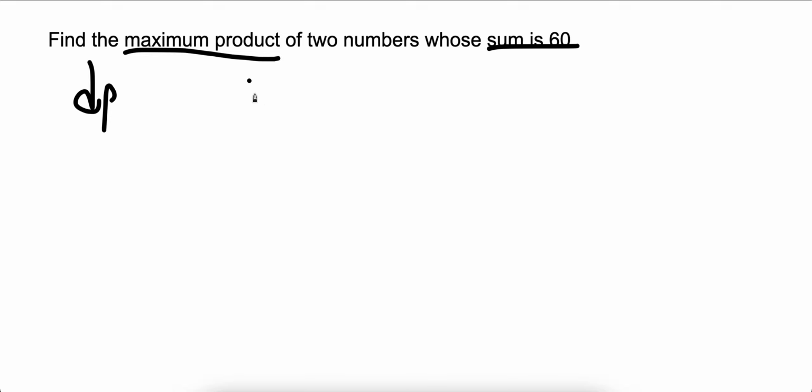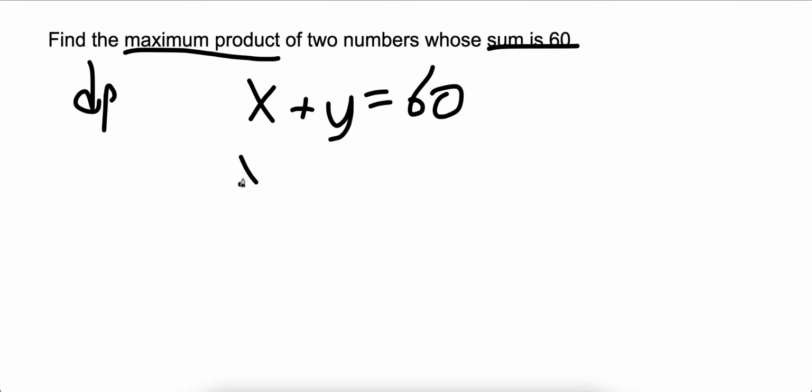We know the sum is 60, so x plus y equals 60. Then we want to maximize xy, the product. What we want to do is isolate one of these variables, because we're not in multivariable calculus. Let's isolate x. It doesn't really matter in this case. x equals 60 minus y.